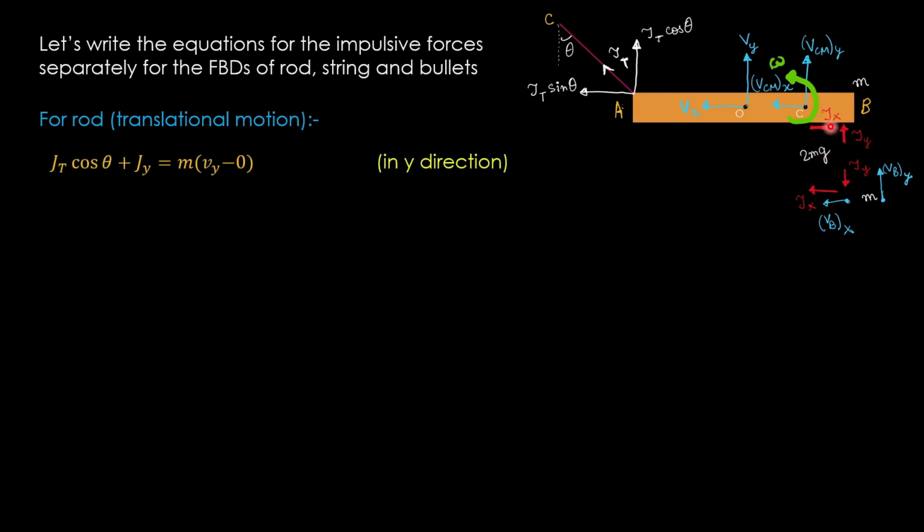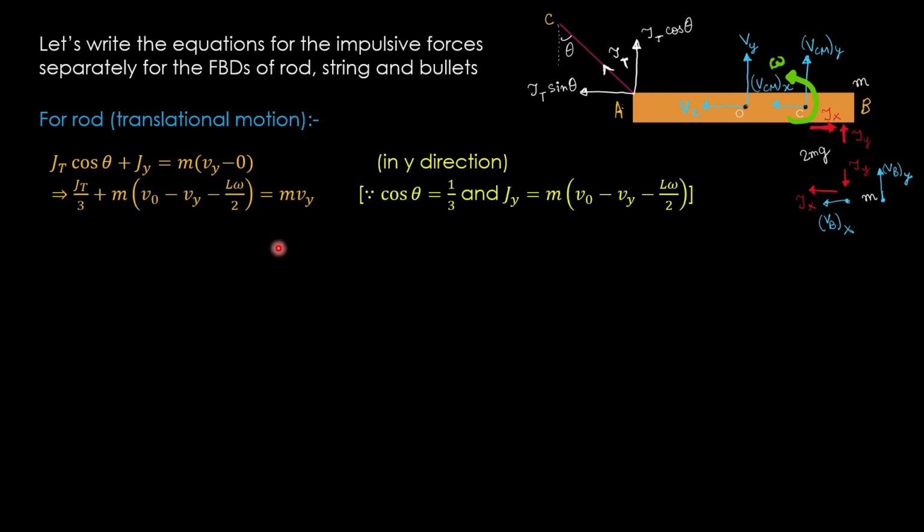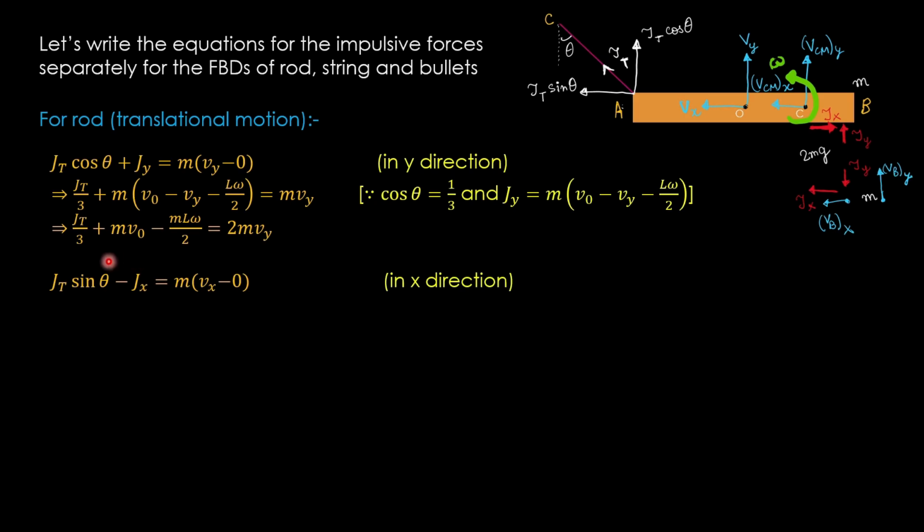In the y direction, the impulses of jy and jt cos theta are in the same direction. So we add them and we write vy minus 0. Why are we considering vy? Because we are considering the rod only. So we consider the velocities of the center of mass of the rod only, that is vy and vx. And initially it was 0. So vy minus 0. We solve it and we put the values of jy and jt cos theta, and we can easily find the equation, that is jt by 3 plus mv naught minus ml omega by 2 equal to 2mvy.